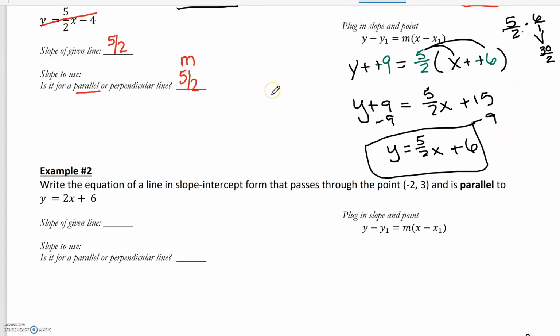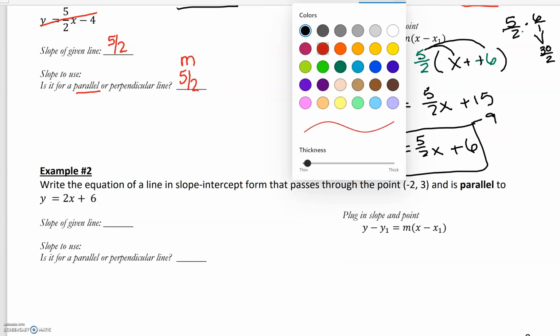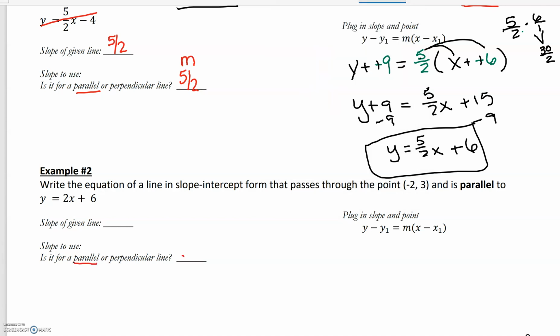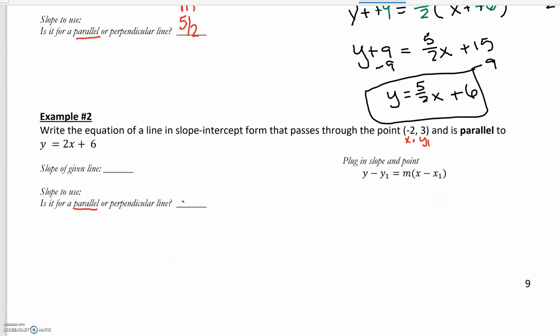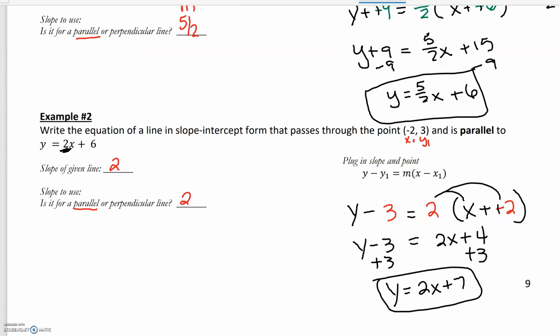So on this next one, we're doing another parallel. Go ahead and try it. Identify your slope. Identify a parallel slope, so the same slope. And then plug it in using this x1 and this y1. Distribute. And push play and check when you're ready. The slope for this equation is 2, so you're going to use the same slope 2 since we're looking for parallel. We're going to use the x1 and y1 over here, -2, 3, and so I put the 3 here, I put the -2 here, which makes a double negative. I distribute the 2, 2x plus 4, add 3, and there's my final answer.